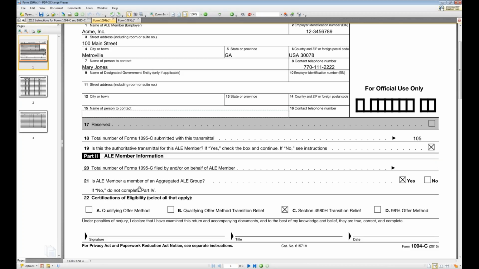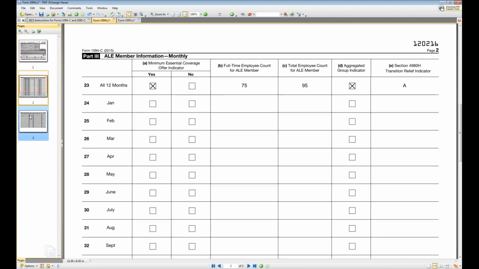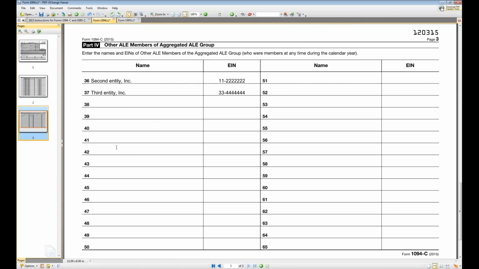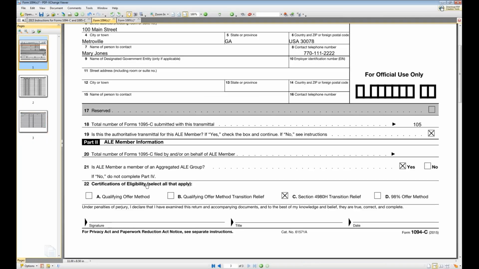If the answer to that is yes, then yes is checked, and then we flip over to page 3. This is page 3, part 4, and the other entities under common ownership are listed by name and tax ID. If there are no other entities under common ownership, then no is checked on line 21 on page 1, and page 3, part 4 is left blank. And if you're an employer and there are some related entities, and you're not sure whether they are part of an aggregated ALE group, that's something to dig into a little bit more deeply because it can have other impacts besides just the reporting.